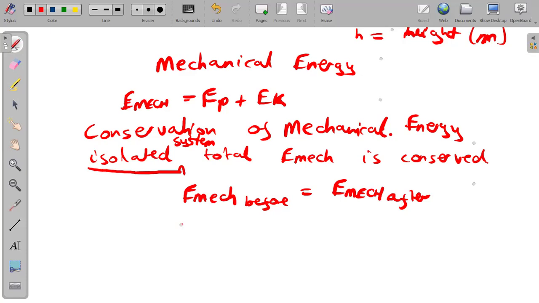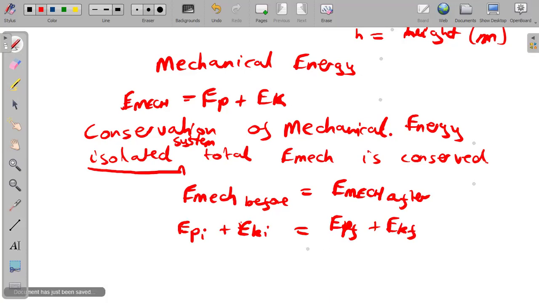Let's try again to expand it further. We know, of course, Emec, we have already highlighted it as the sum of the potential energy and the kinetic energy. So we can also safely say EPI plus EKI is equal to EPF plus EKF. That's what it means. It means the sum of the mechanical energy before is equal to the sum of the mechanical energy after. That's what this statement is saying.